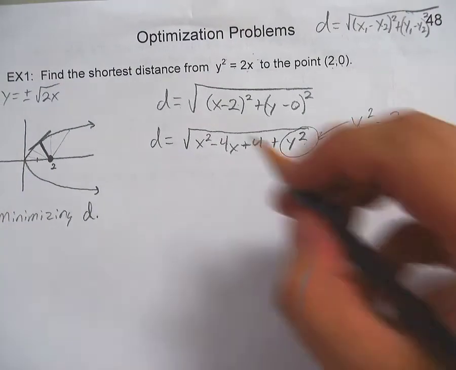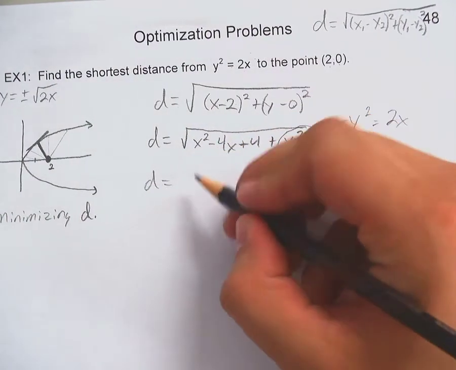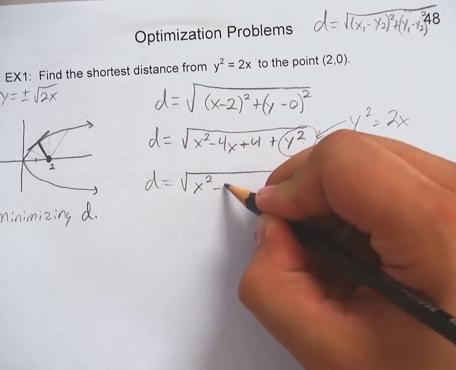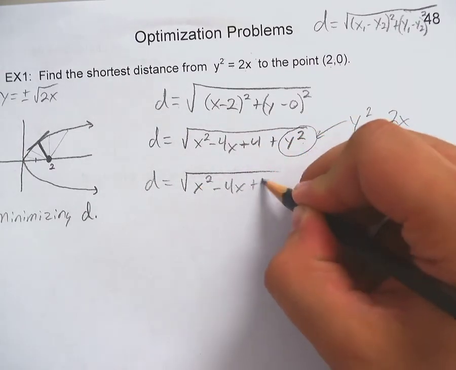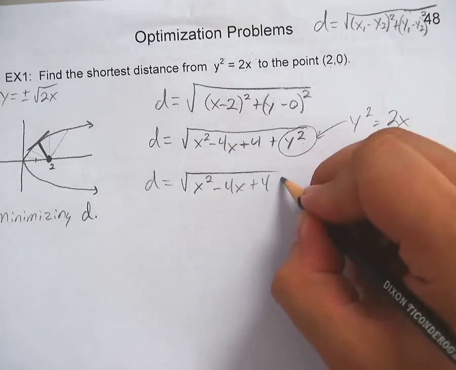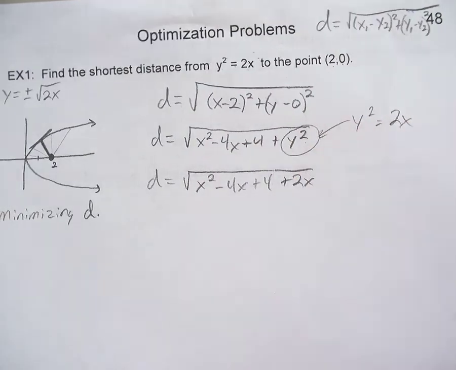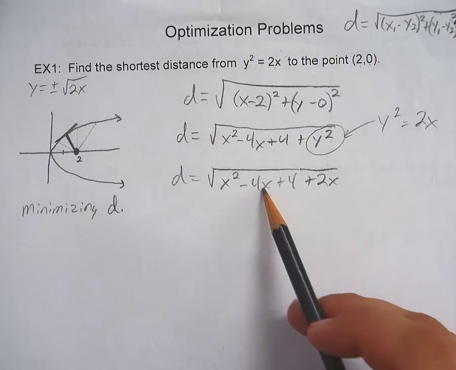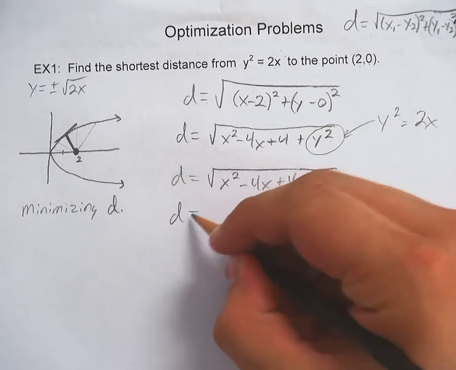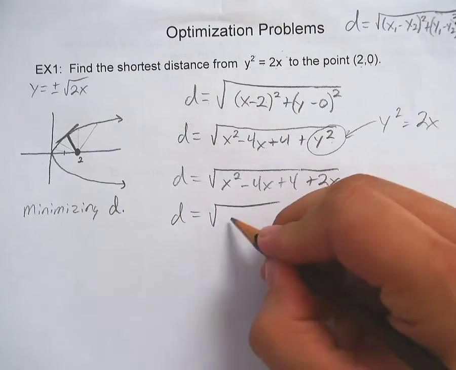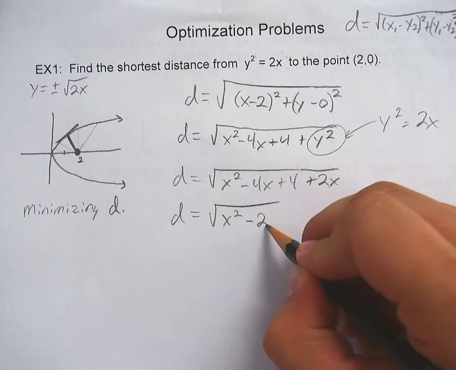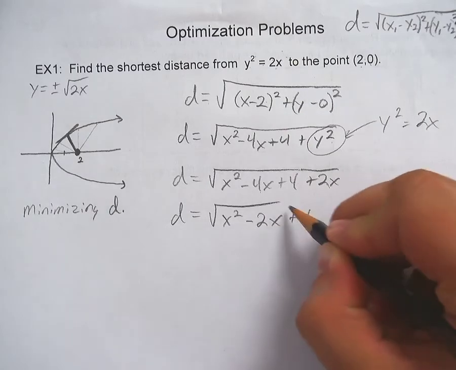So what I'm going to do is come back and just say D is the square root of x squared minus 4x plus 4 plus 2x. And now I can simplify a little bit. D is the square root of x squared, negative 4x positive 2x, minus 2x plus 4.